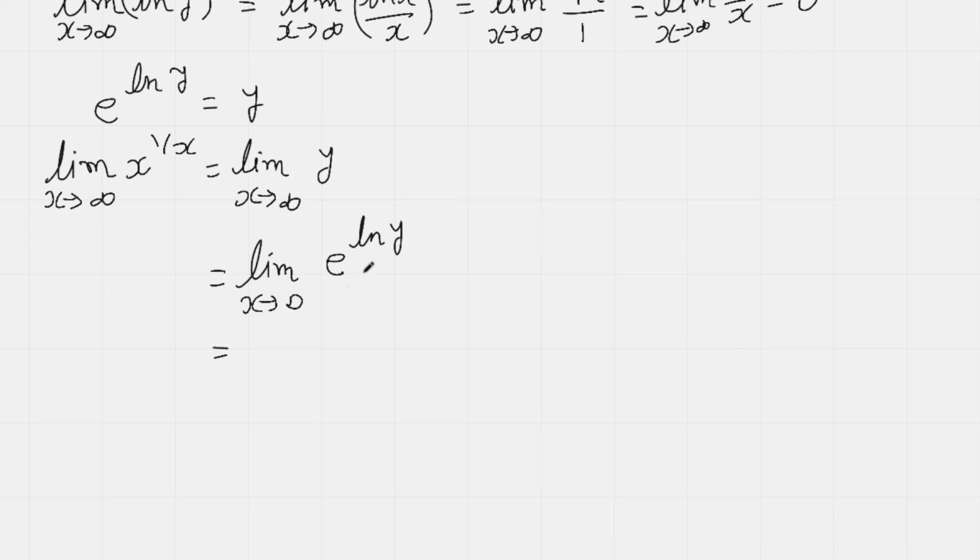Now the limit will go into the power of e. So this is equal to e raised to the limit of ln y as x approaches infinity. Now the limit of ln y as x approaches infinity is 0. So this is equal to e raised to 0, and anything raised to 0 is just 1. So our limit of x raised to 1 over x as x approaches infinity is 1.